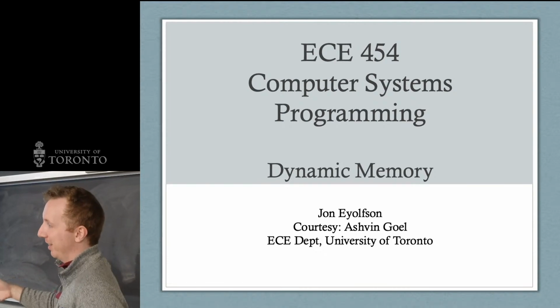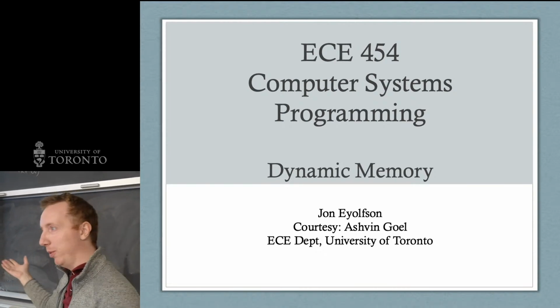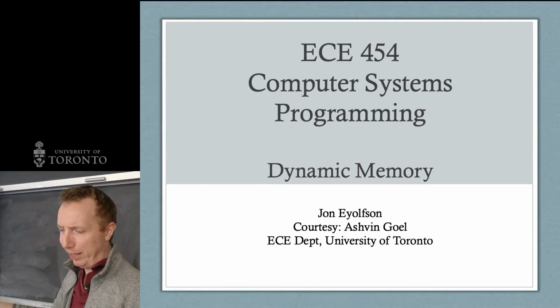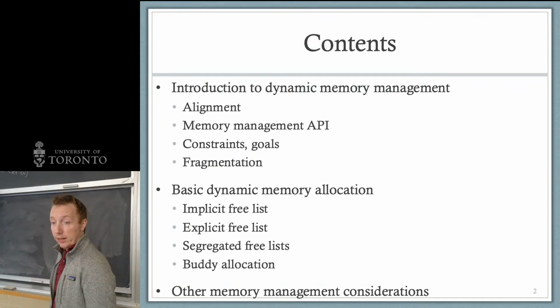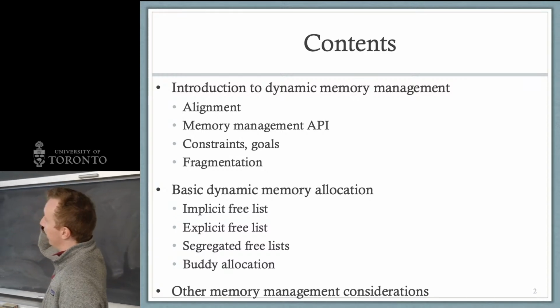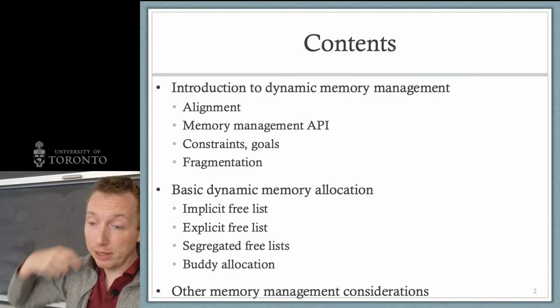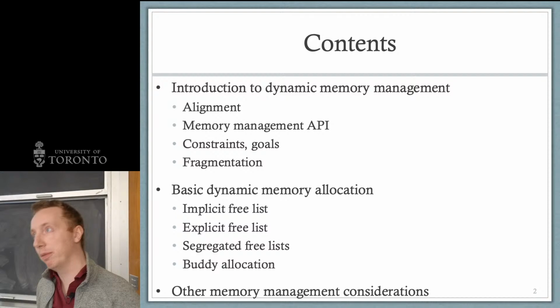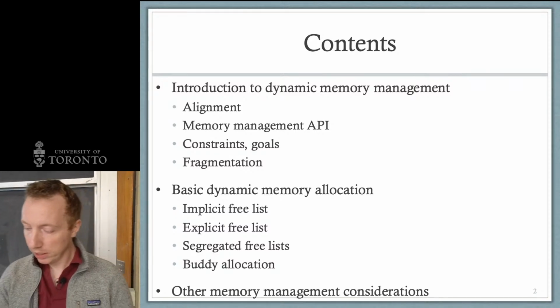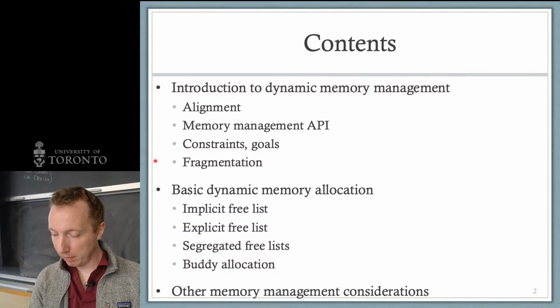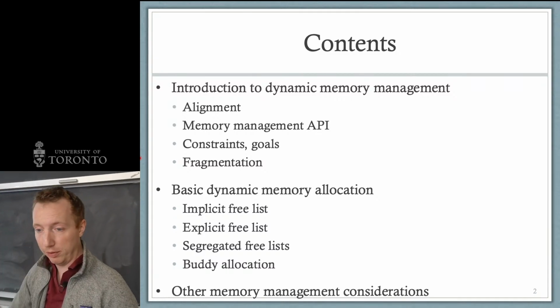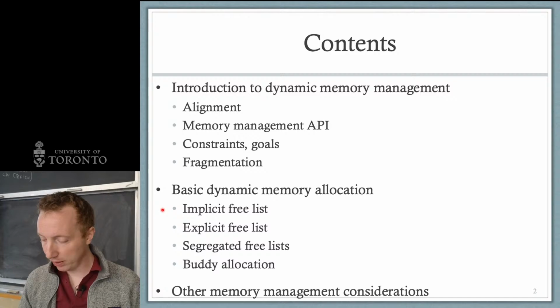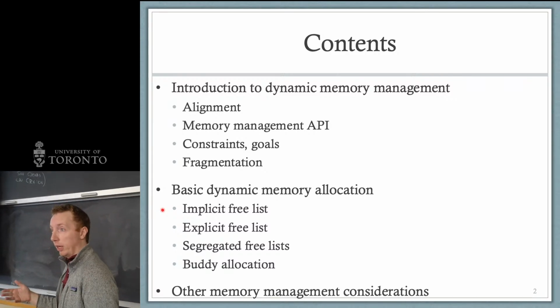Basically, this is like talking about malloc. Everyone's used malloc before, and linked lists pretty much. So for the contents, we'll do a bit of background, alignment, the memory management API, mostly malloc and free. Some constraints, goals we have, fragmentation, everyone remembers that, hopefully. That is just wasted space. And then some basic dynamic allocation we can do.